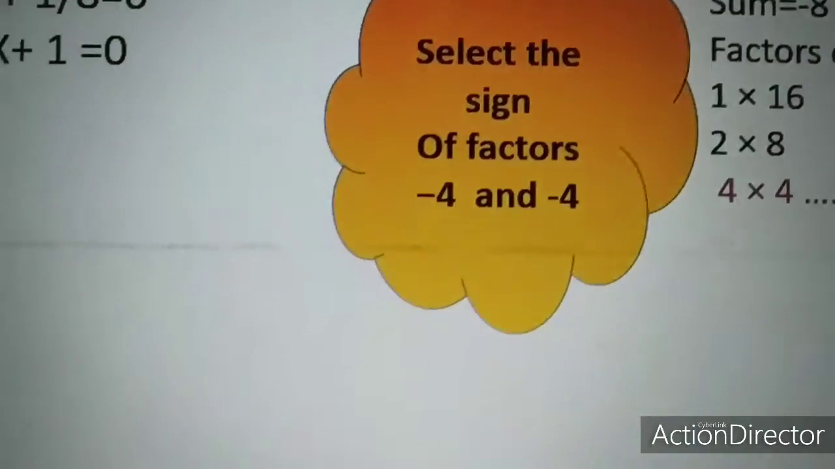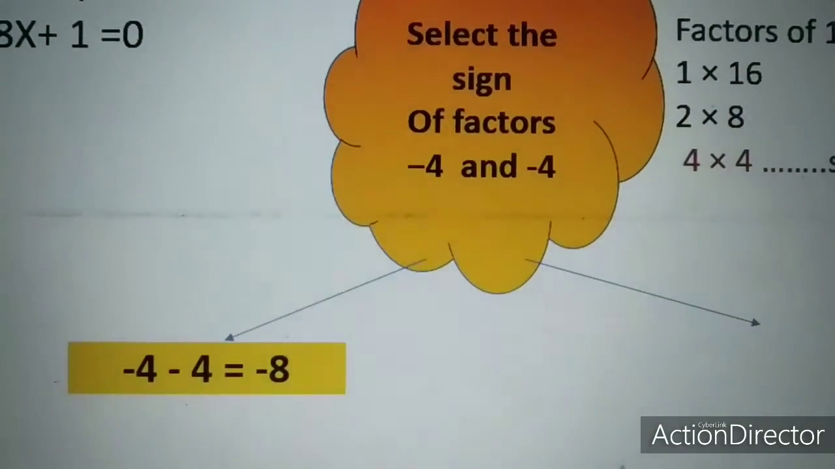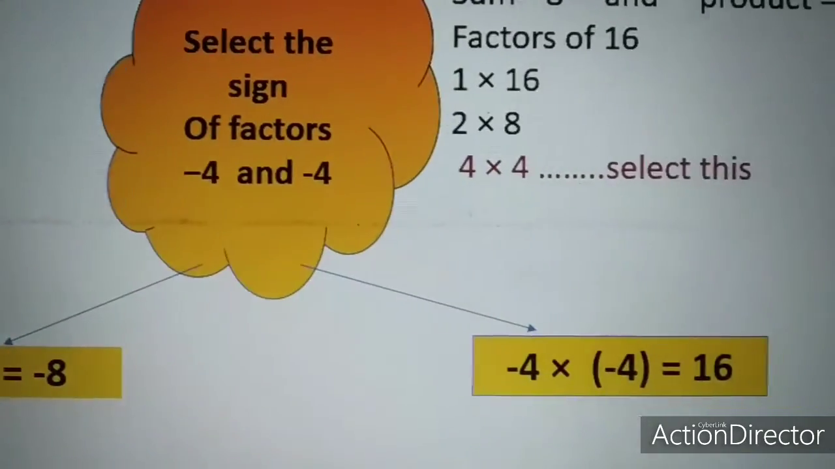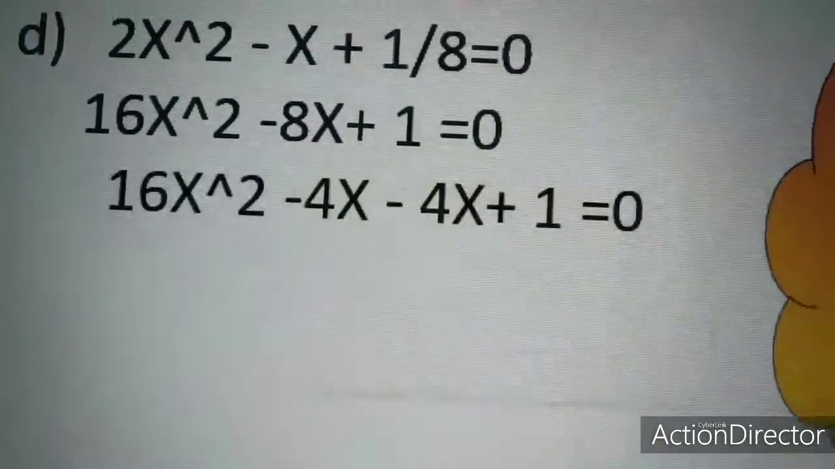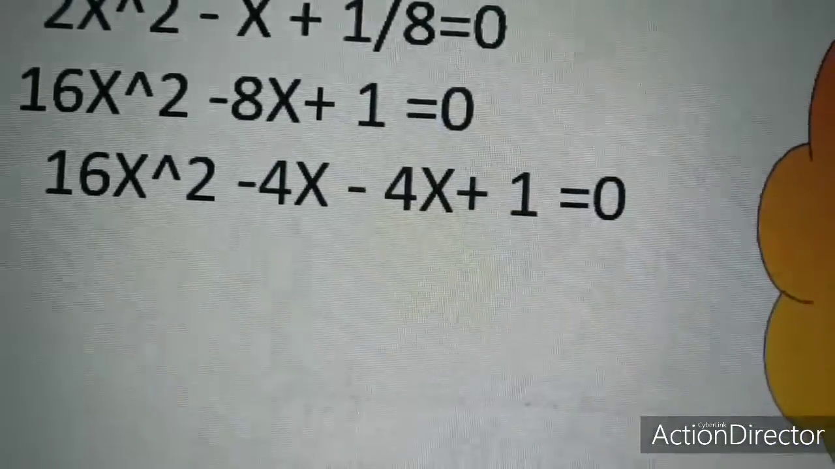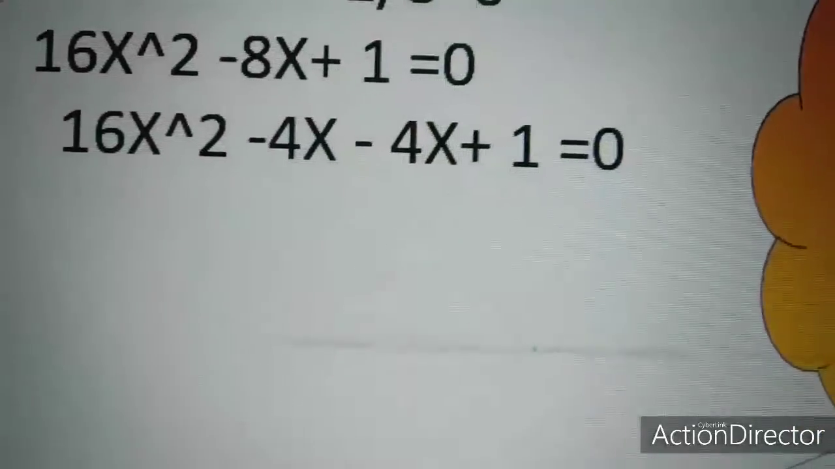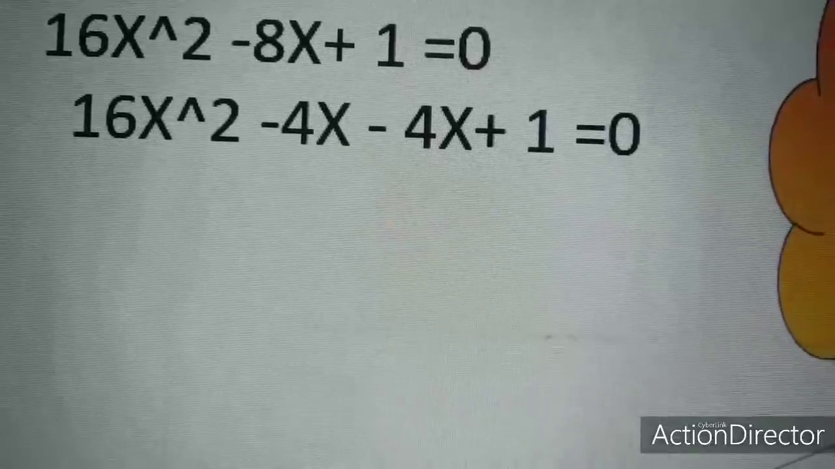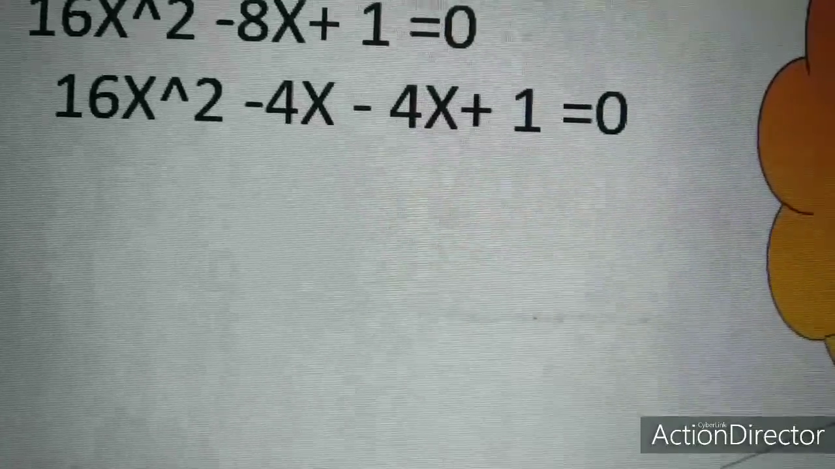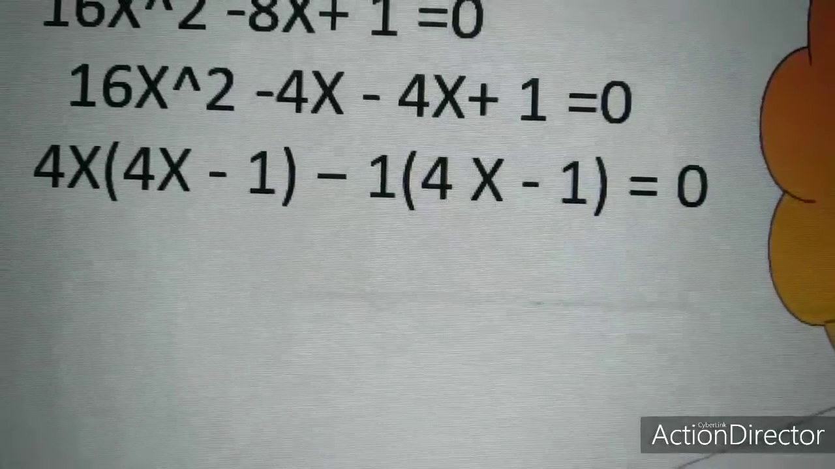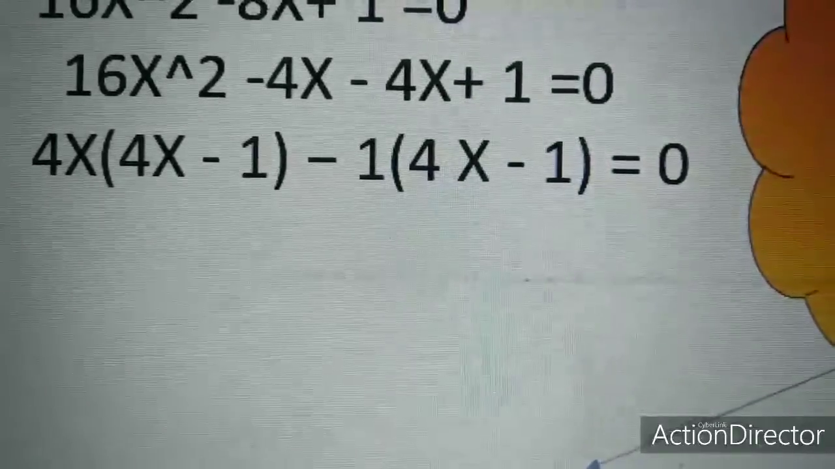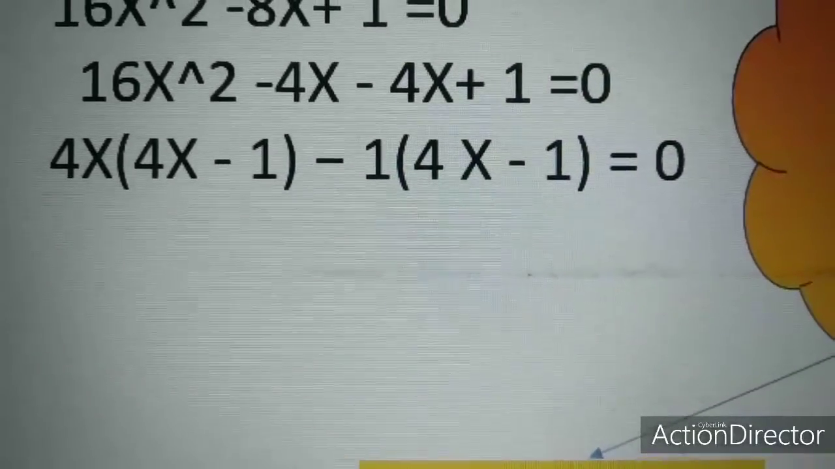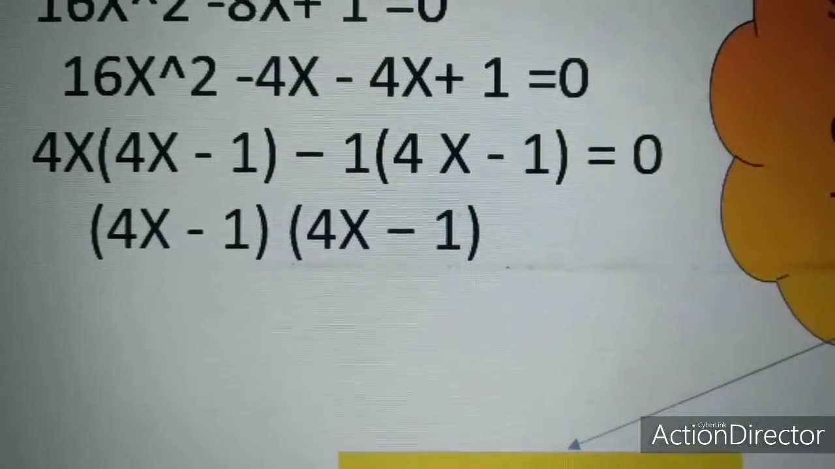Now I have to decide the sign. So I am going to take minus 4 and minus 4. Minus 4 will be giving minus 8, and minus 4 into minus 4 is going to give me 16. So now I am going to split the middle term, that is 16x square minus 4x and minus 4x plus 1 equal to 0. By taking 4x common in the first two terms, I will be writing 4x into 4x minus 1. And in the last two terms 1 is common, so minus 1 into 4x minus 1 is equal to 0. My answer is 4x minus 1 into 4x minus 1.